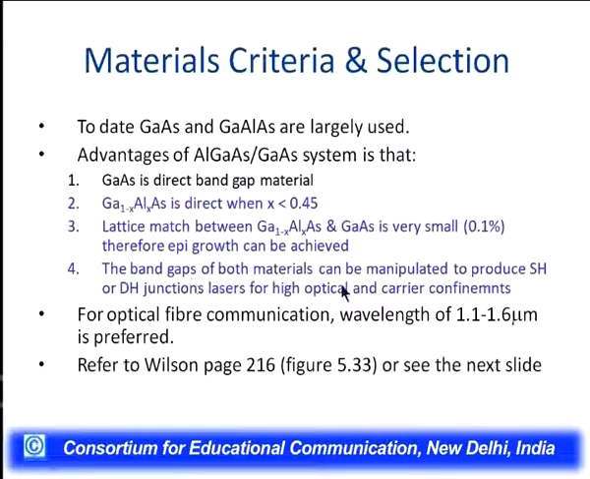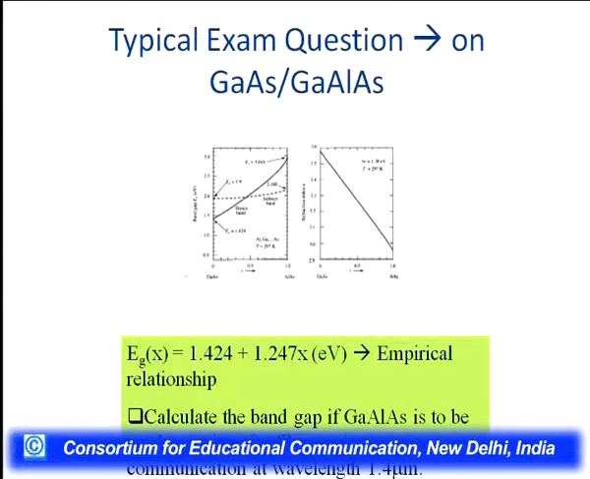The band gaps of both the materials can be manipulated to produce single heterojunction or double heterojunction lasers for high optical and carrier confinement. For optical fiber communication, the wavelength of this type of laser is between 1.1 and 1.6 micrometers, and they are mostly used for optical fibers.